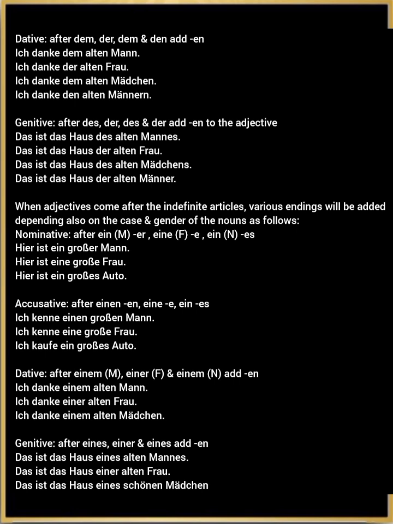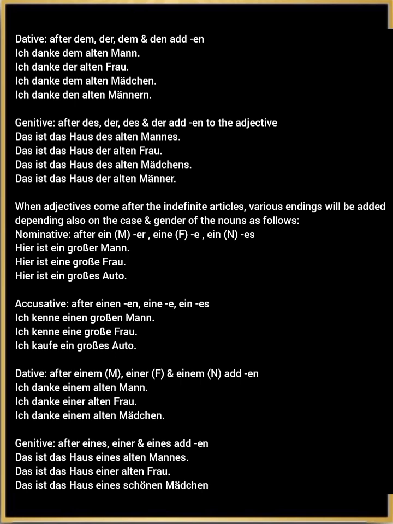Alright, like in the example, hier ist ein großer Mann. And then feminine. Hier ist eine große Frau. And then neuter. Hier ist ein großes Auto. So remember, for masculine is hier ist ein großer Mann. Hier ist eine große Frau. And then neuter. Hier ist ein großes Auto. For plural, we'll be using the same article. Plural is always the same throughout.